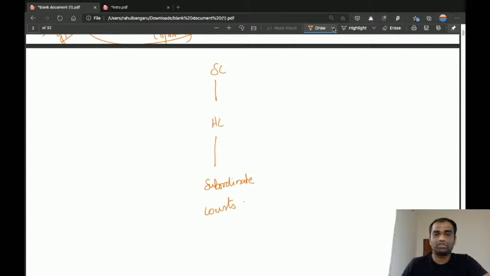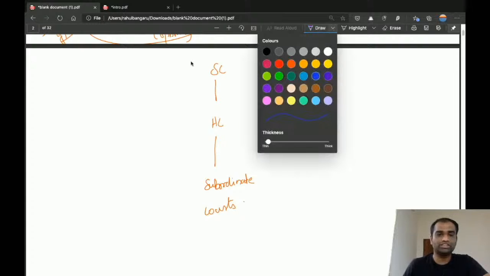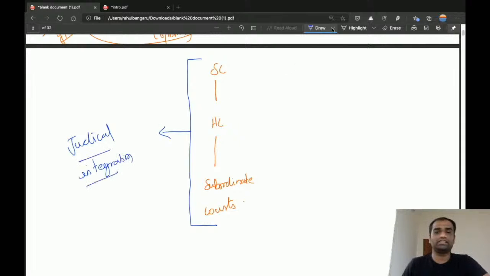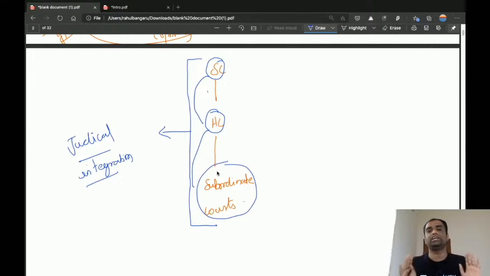Now see here, importantly, when we talk about integration between these three courts, we will only see a judicial integration. We will see only a type of integration called judicial integration, meaning that a judgment given by the Supreme Court will be implemented in the High Court, and a judgment given by the High Court will be implemented in the subordinate courts. That is the meaning of judicial integration.